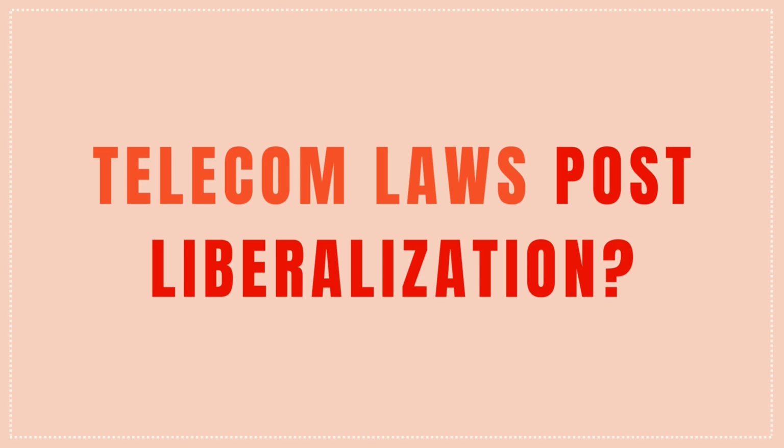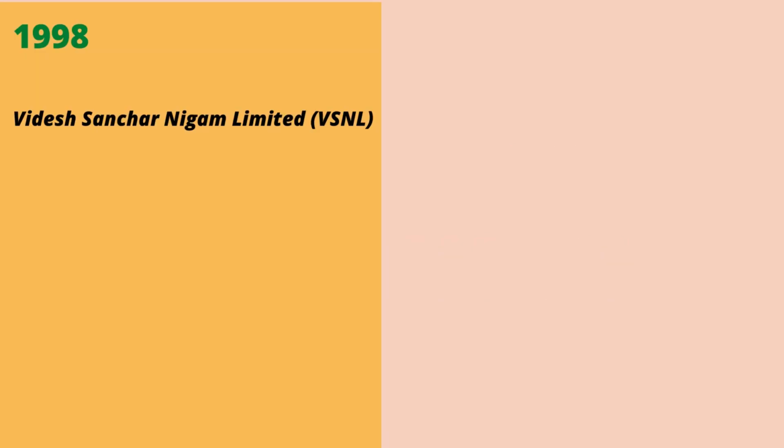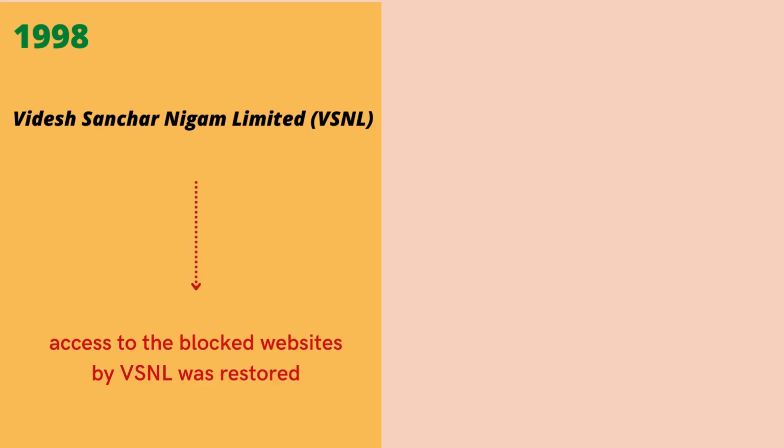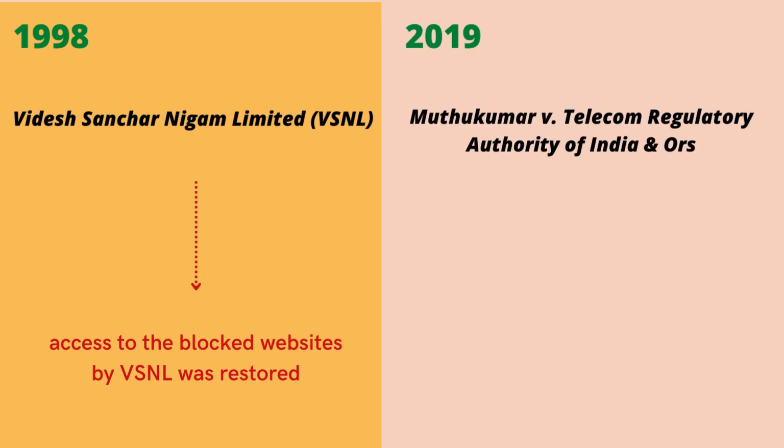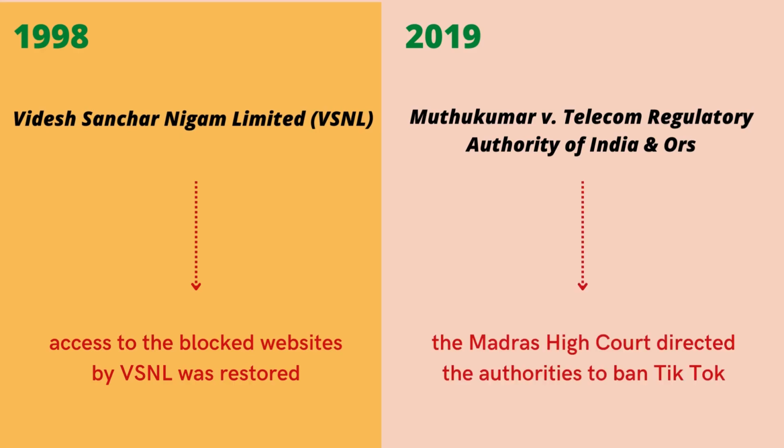Let's look into a few interesting judgments that made progress in the telecom laws. In a landmark case of 1998, BSNL ordered its subscribers to not use its internet for telephone or fax applications. However, access to the blocked websites by BSNL was restored after the filing of a writ petition in the Delhi High Court. In Muthukumar vs. Telecom Regulatory Authority of India and others, a writ petition was filed before the Madras High Court to ban the application named TikTok. As an interim measure, the High Court directed the authorities to ban the said application, which remains banned in India till date.